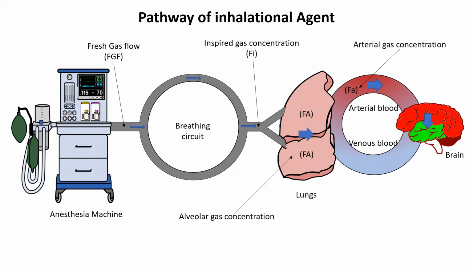As we have seen, the final concentration of anesthetics in the brain is the result of the anesthetic concentration in fresh gas flow, inspired gas, alveolar gas and the arterial gas. These four gas concentrations determine the uptake and distribution of anesthetics to the brain and other tissues. We will discuss them next.